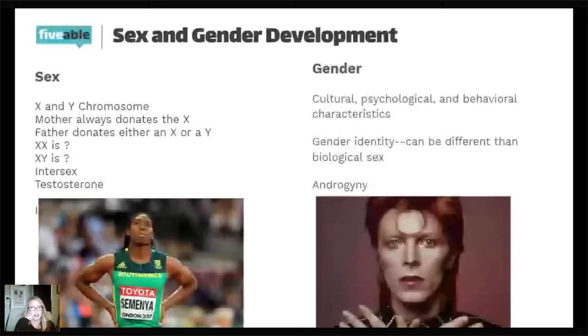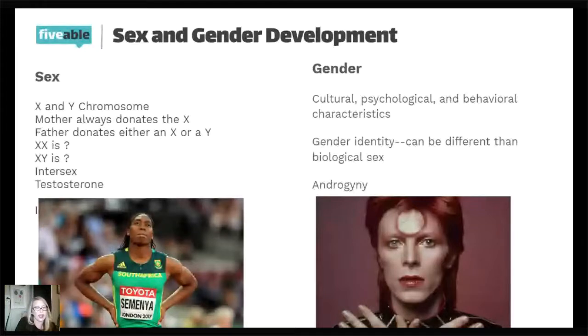However, there's more things. It's more complicated than we once thought. But we do know that the mother always donates the X and the father donates either an X or a Y. So if it's an XX, if you have 2 X chromosomes, then you are a female. And if you have an X and a Y, then you are male.